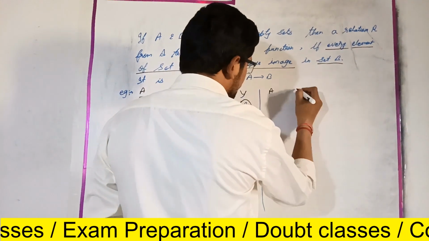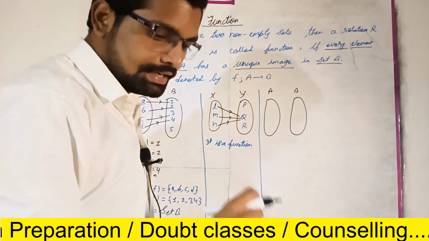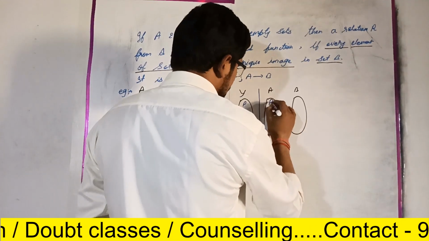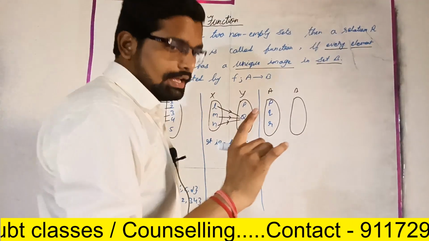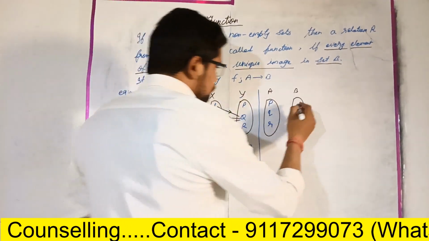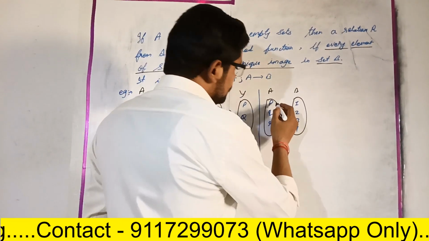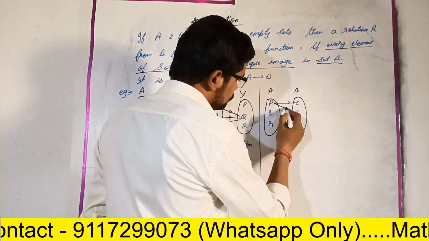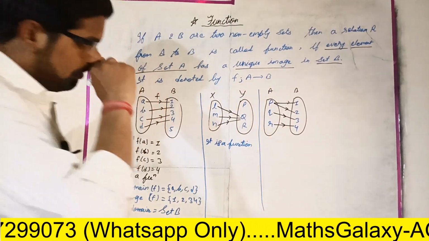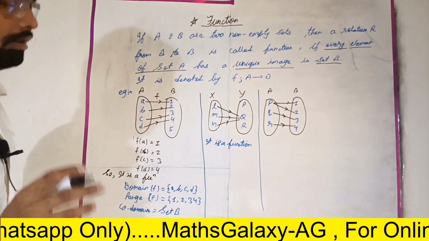There are two sets A and B. Set A has the elements P, Q, R, and set B has the elements 1, 2, 3, 4. Now the image for P is 1 and also 2. The image for Q is 3 and the image for R is 4. Now tell me, is it a function or not?